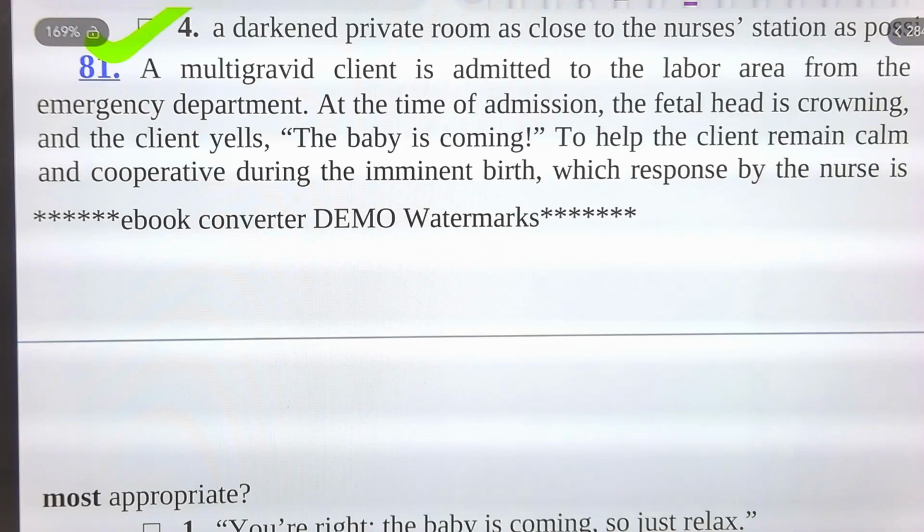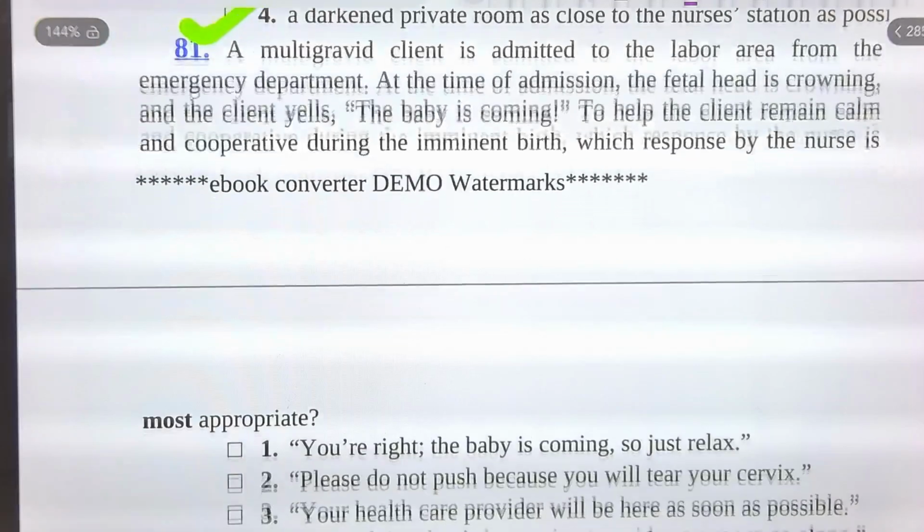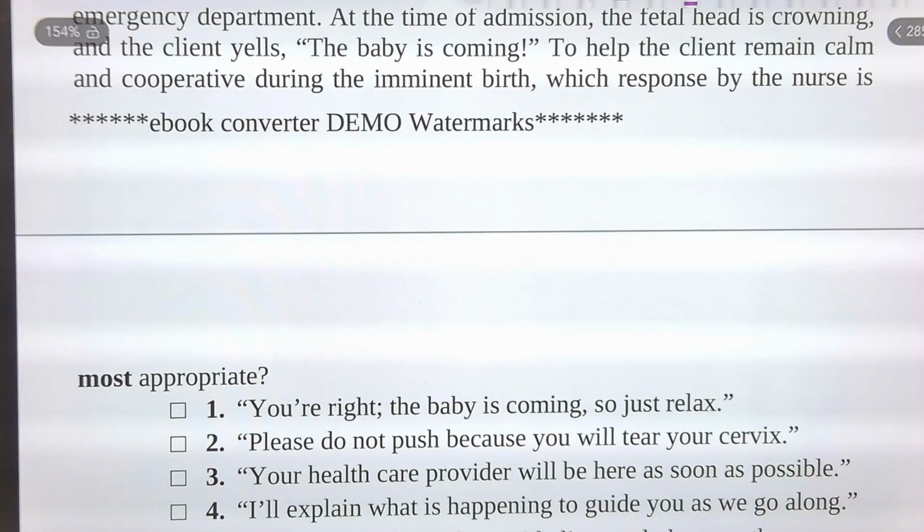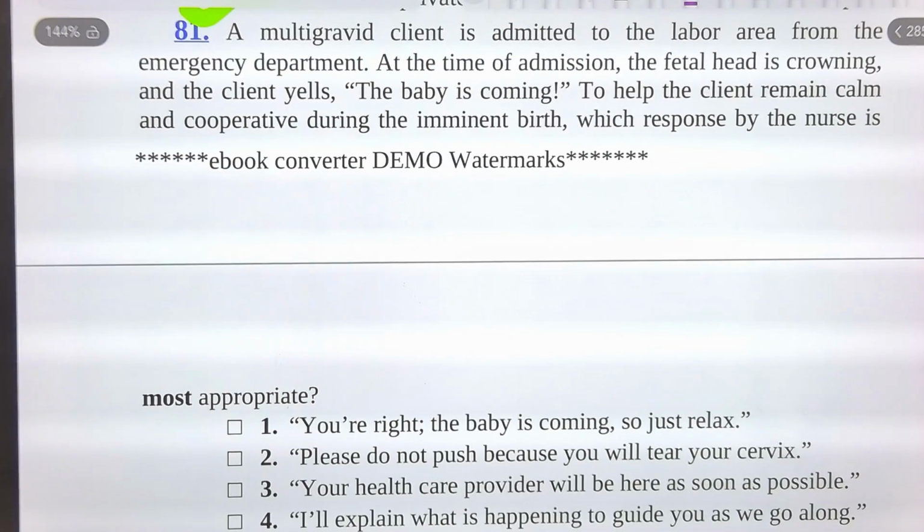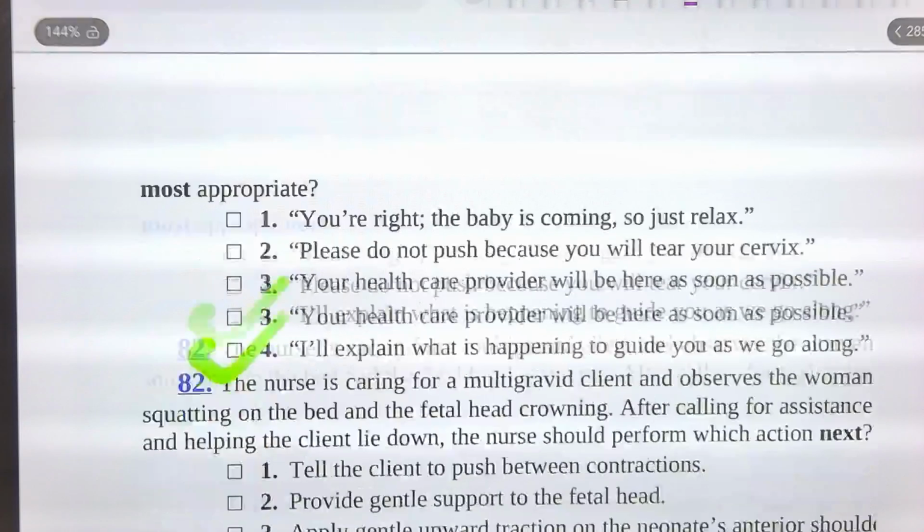Now let's read the next one. A multi-gravid client is admitted to the labor area from the emergency department. At the time of admission, the fetal head is crowning. The client tells the nurse the baby is coming. The nurse tells the client to remain calm and cooperative during the birth. Which response by the nurse will be appropriate? Read all the options. What will be the right one? Answer number 4 will be the correct one. I'll explain what is happening to guide you as we go along.